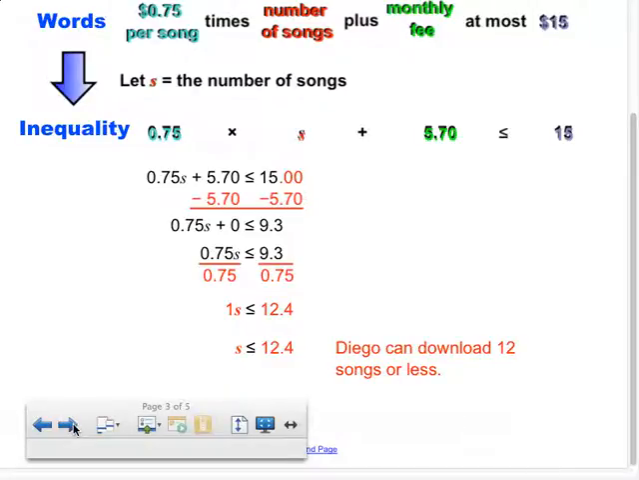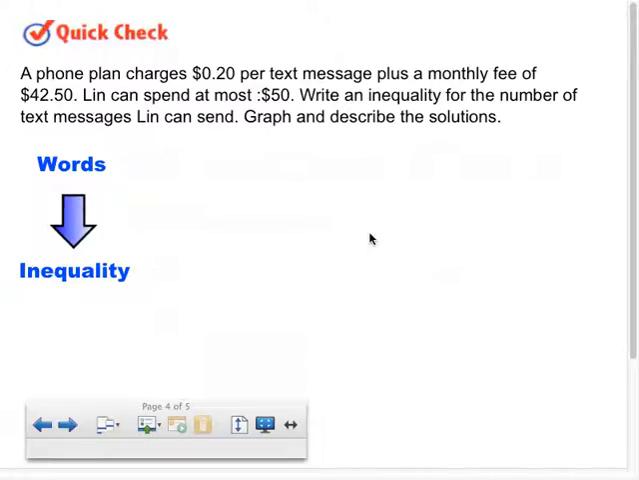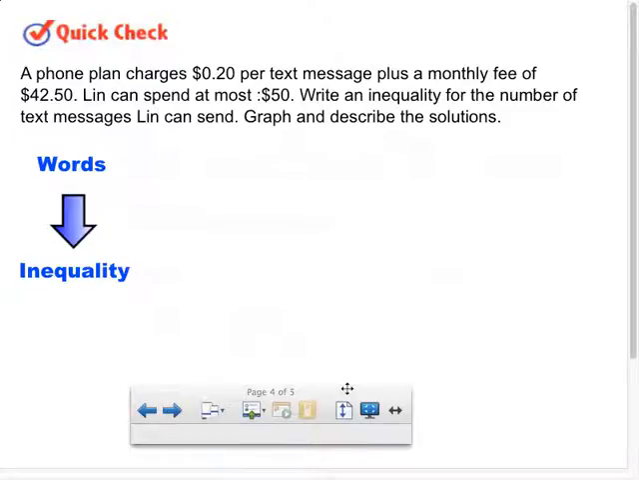Now this problem is very similar. This next problem right here, I'm going to read it to you. Let's see if you guys can figure this out. A phone plan charges 20 cents per text message, plus a monthly fee of $42.50. Lynn can spend at most $50. Write an inequality for the number of text messages Lynn can send. Graph and describe the solution.